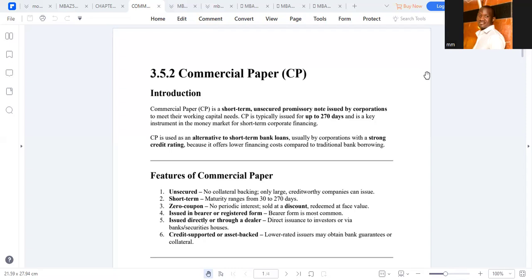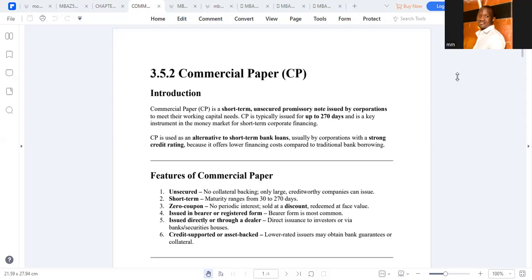Welcome to yet another class where we're going to look at the money market instrument, which is the commercial paper. Commercial paper is simply, by definition, a short-term unsecured promissory note. This promissory note is usually issued by corporations to meet their working capital needs. CP, abbreviated, is typically used up to 270 days. It is one of the key instruments that we use in the money market for short-term financing.